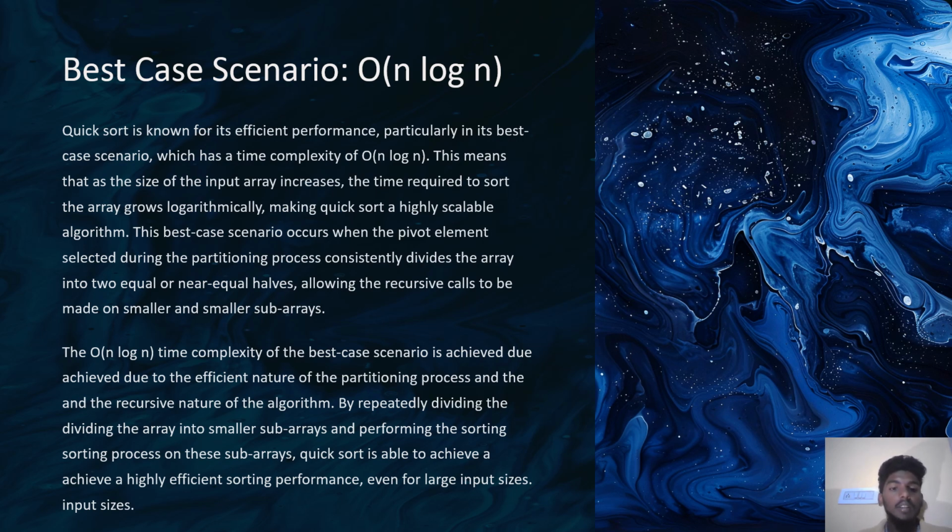The O(n log n) time complexity of the best case scenario is achieved due to the efficient nature of the partitioning process and the recursive nature of the algorithm, by repeatedly dividing the array into smaller subarrays and performing the sorting process on these subarrays. Quicksort is able to achieve a highly efficient sorting performance even on large input sizes.